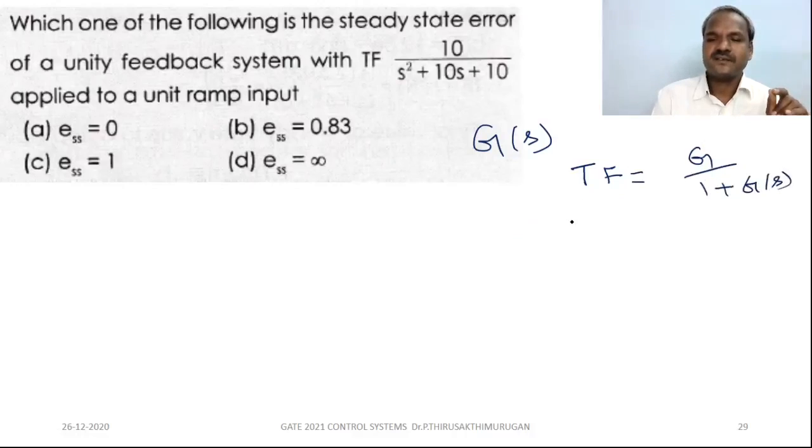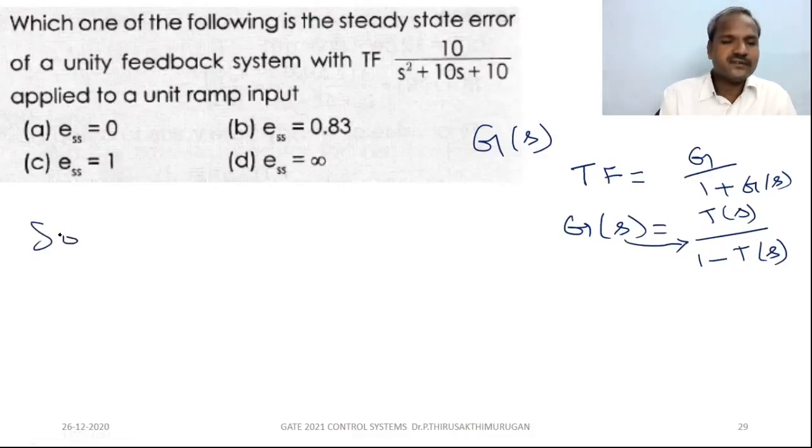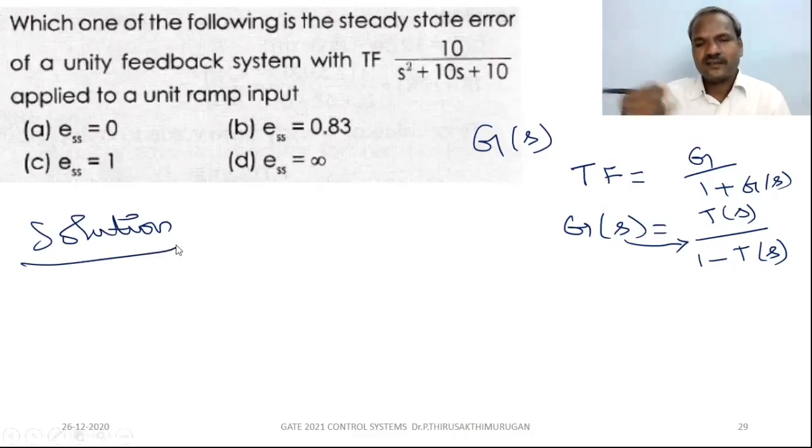So from this, what is G of S? G of S equals T of S divided by 1 minus T of S, right? So this is the relation between the closed loop and open loop forms. Solution: let us find the open loop transfer function G of S from the closed loop transfer function. Clear or not?